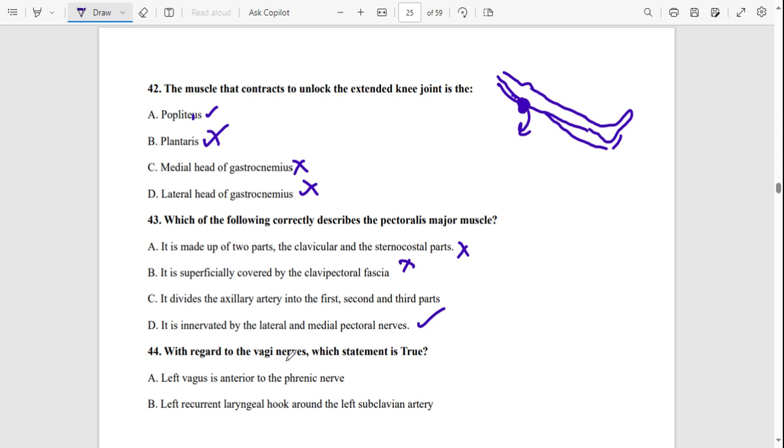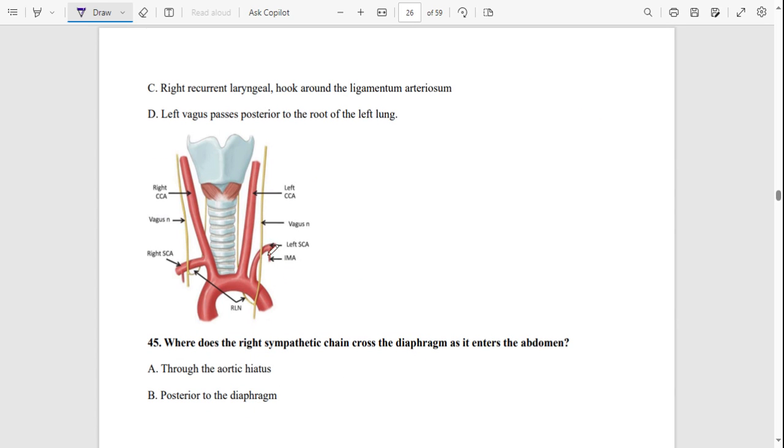With regard to the vagal nerve, which statement is true? Left vagus is anterior to the phrenic nerve. Okay, let's first look at this. You can see how they move. The vagus on the left will move like this. You can see it is passing in front of the arch of the aorta. It will send a branch, and that branch will round the arch of the aorta. That is known as the left recurrent laryngeal nerve. It goes to the larynx.